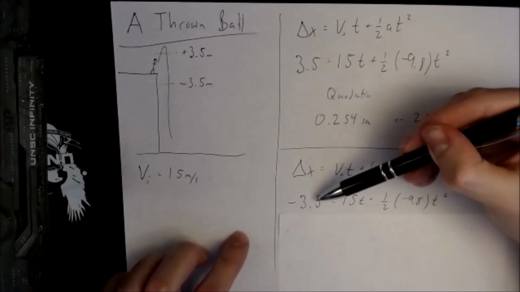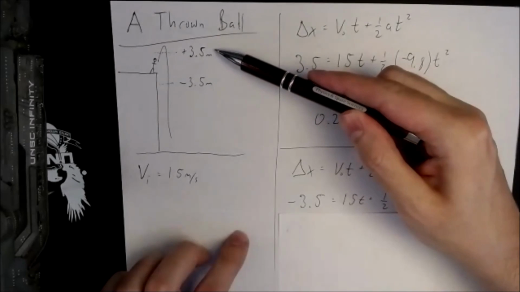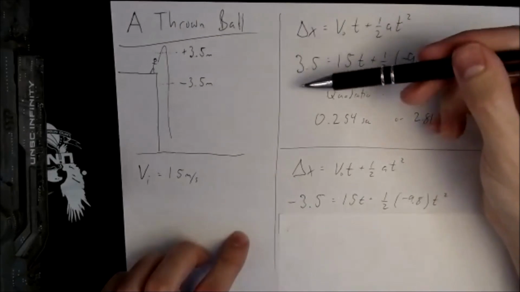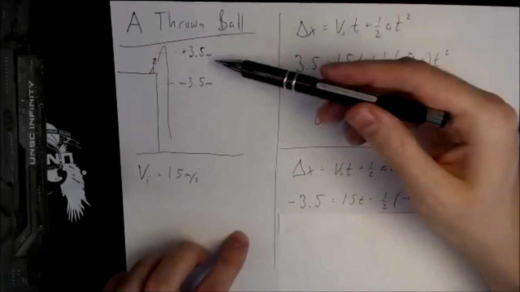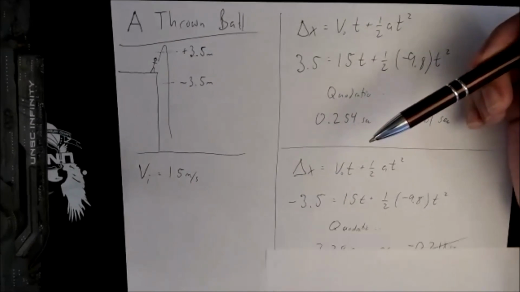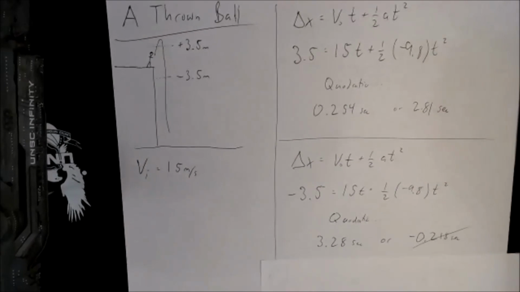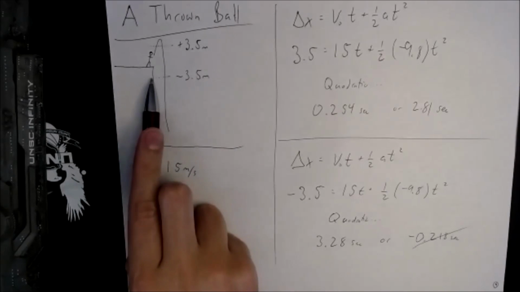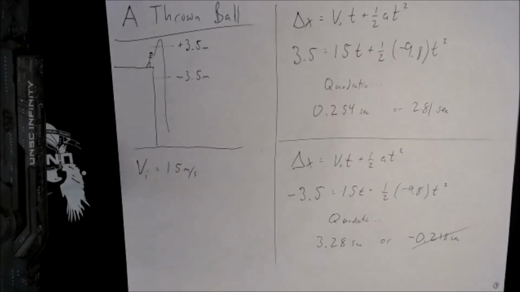The only thing that's changed is we've gone from looking at when is it 3.5 meters above to when is it 3.5 meters below. And so therefore we go from the positive 3.5 to answer that question to a negative 3.5 to answer that question. Then we do the quadratic formula again, and we find two answers, 3.28 seconds or negative 0.218 seconds. You can see that I've already crossed that out because it's negative.